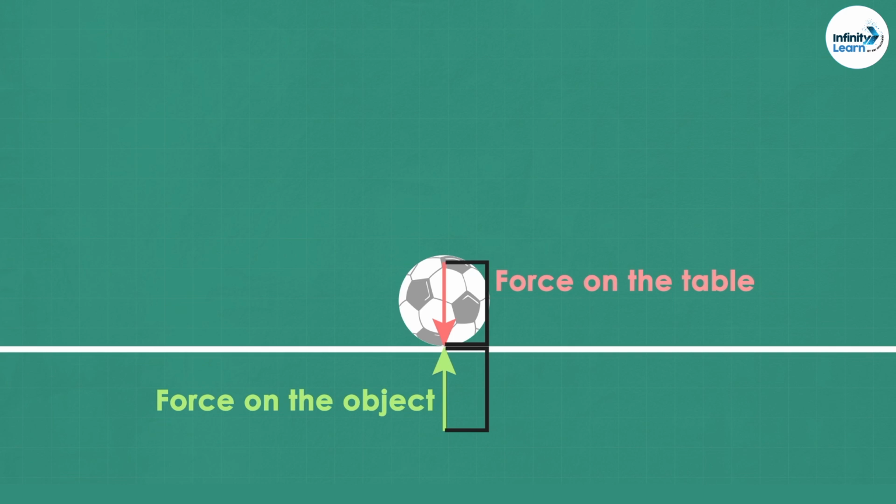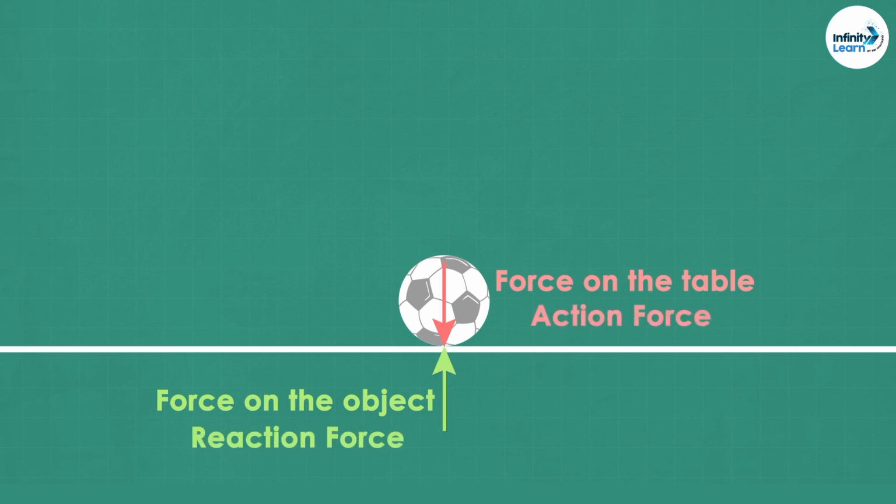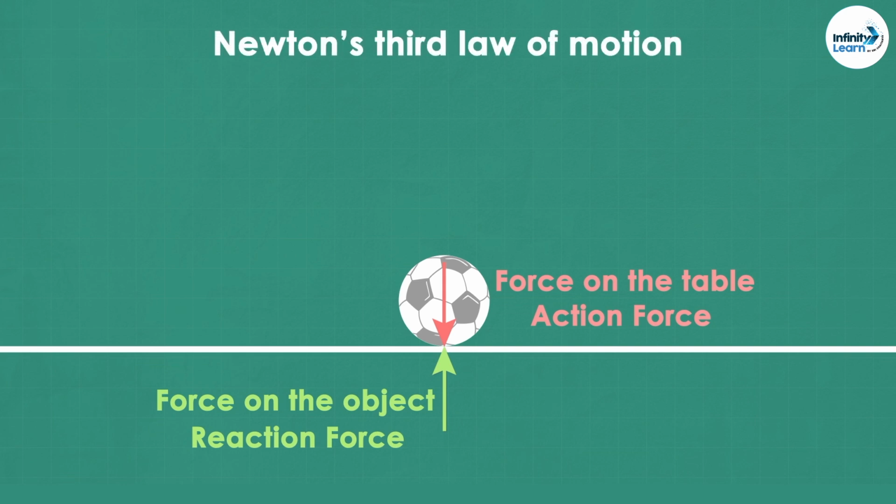The magnitudes of the two forces are the same, but the directions are opposite. These forces are called action and reaction forces. The force exerted by the object on the table is the action force, and the force exerted by the table on the object is the reaction force. What we saw here is nothing but a display of Newton's third law of motion.